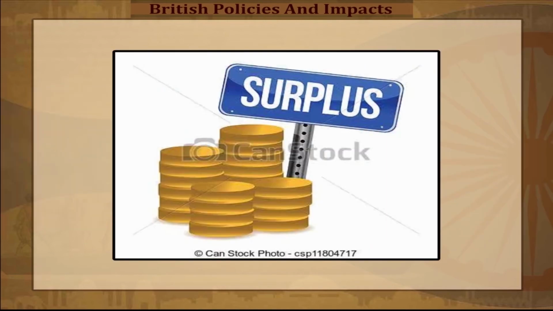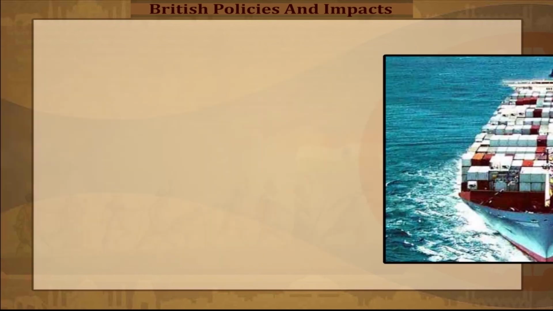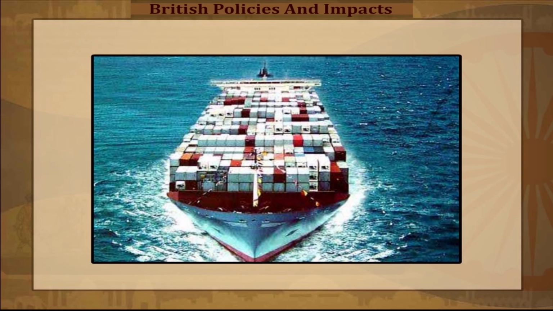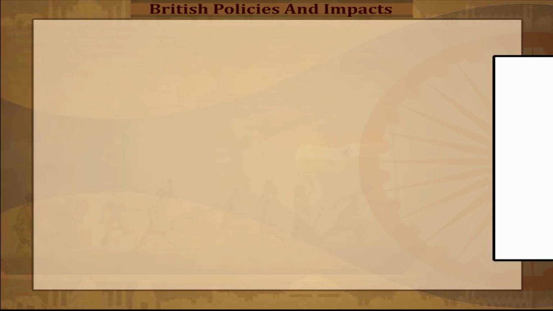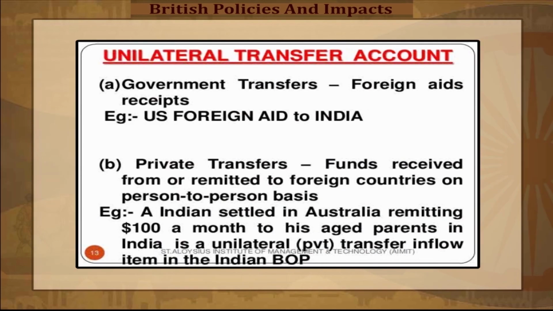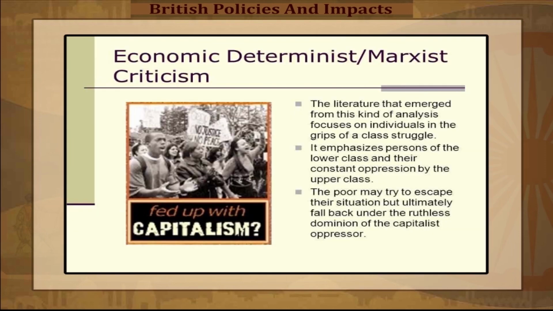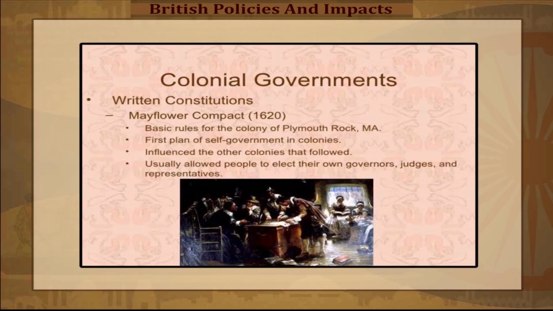This entire surplus was used by the company as an investment, that is, for making purchases of exportable items in India and elsewhere. Against the exports of goods made out of this investment, India did not get anything in return. This is how there began the drain of wealth, which was nothing but a unilateral transfer of funds. The early nationalist leaders made this point central to their economic criticism of the British colonialism.